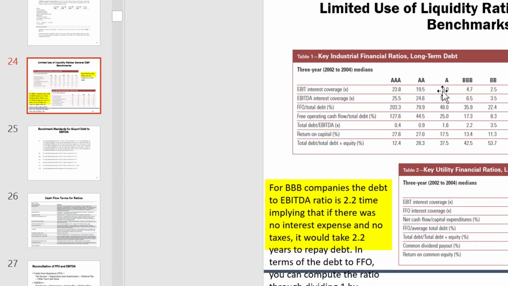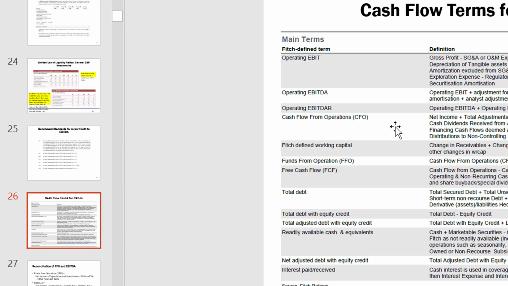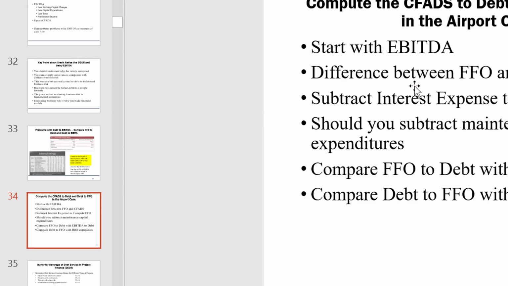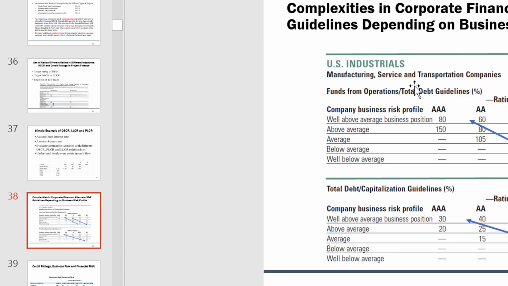You can't just say, here's the ratio for AAA or double B or triple B. You can't do that. You have to adjust for the business risk. So here's some examples. I think I've got some here. Here we have, this is just focusing on something like CFADS almost, cash flow available for debt service minus interest, actually, divided by debt. And then it depends whether the business has below average or above average business risk.